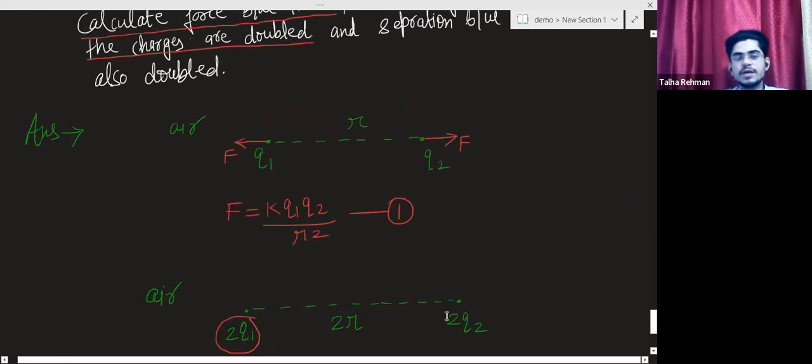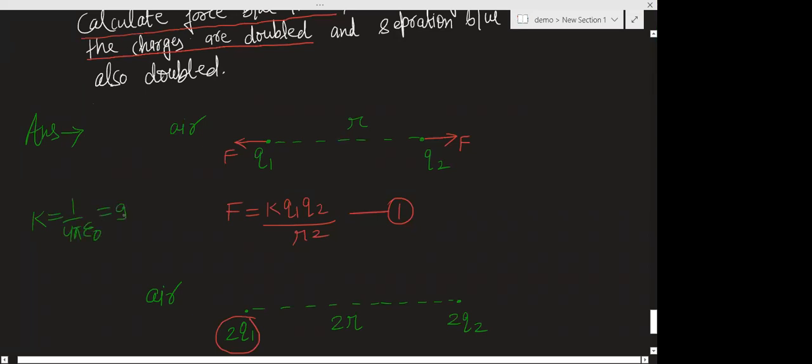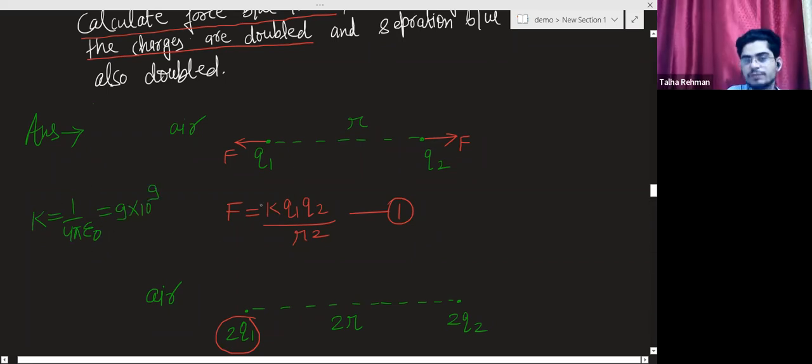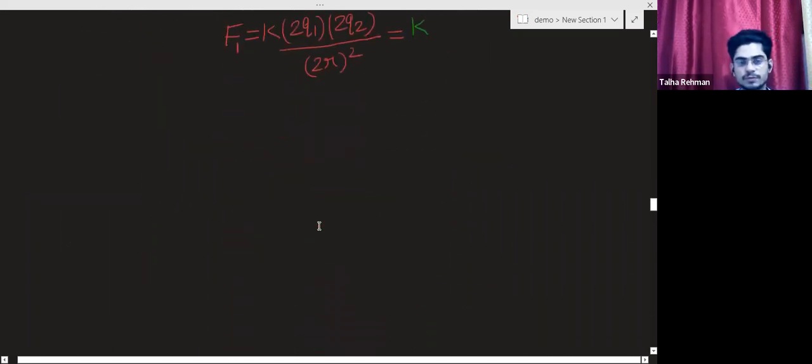And one more thing: if air is not changing, meaning the medium is not changing, then this K is not changing. What is K? K is 1 by 4 pi epsilon naught. This is constant. I am not writing in this form because it will become too long, so I prefer to write it in the form of K. You can also write in any form you want, but you should know it at least.